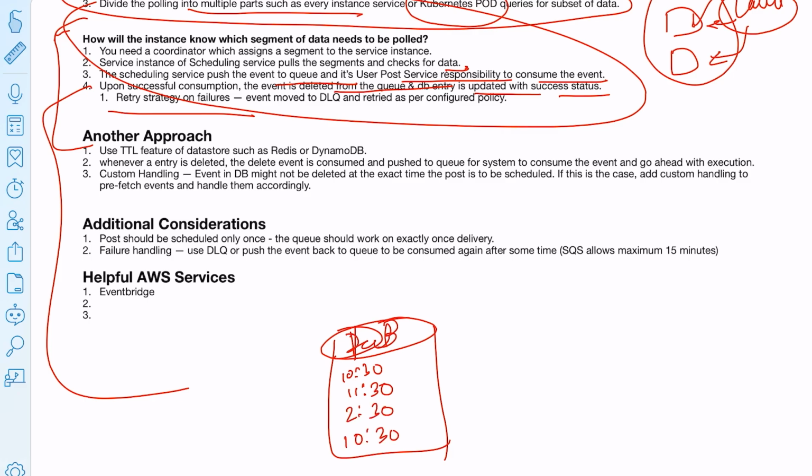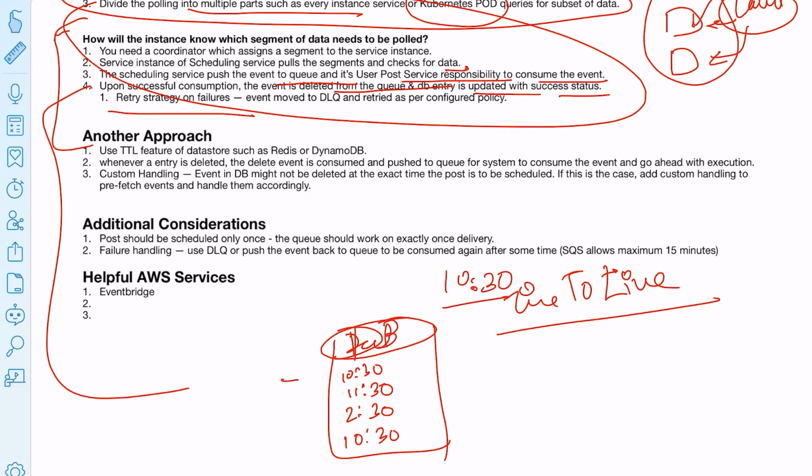So when I say TTL feature, TTL basically means time to live. If you haven't heard of it, it means time to live. It means that once the time has come, if let's say I have set the TTL for this particular row as 10:30, this event or this row will be deleted from here at 10:30.